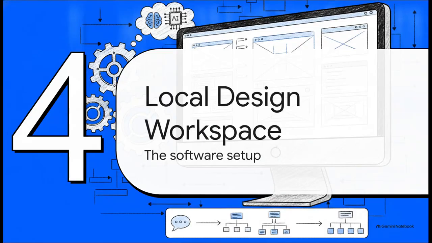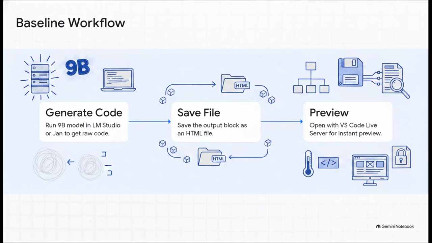Which brings us to Section 4, your local design workspace, the software setup. Now we get to escalate from just a bare-bones chat runner into a fully integrated live rendering wrapper. Okay, here's your baseline workflow to get started. Step 1, run your 9B model in a clean, local runner like LM Studio or Jan. Step 2, you just save that raw code output as an HTML file. And Step 3, open that file with VS Code's live server for instant visual previews.